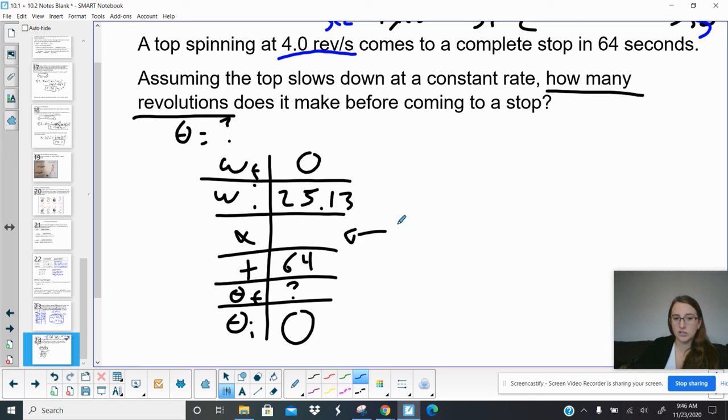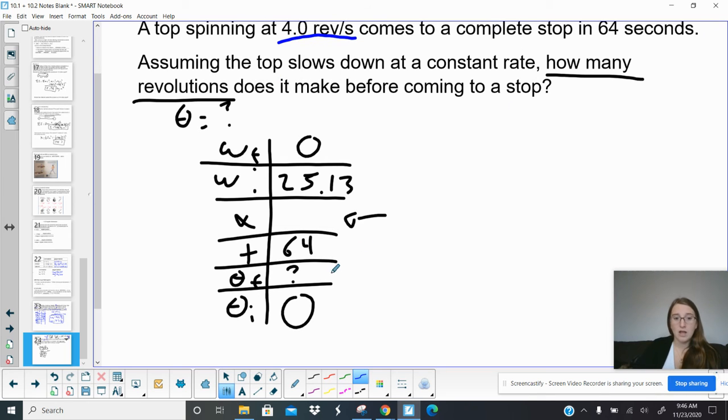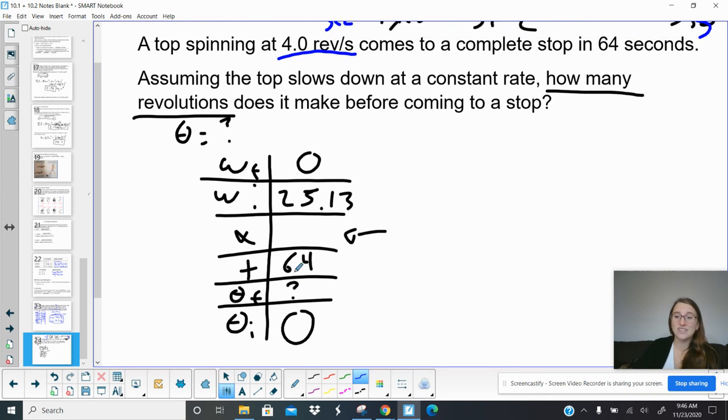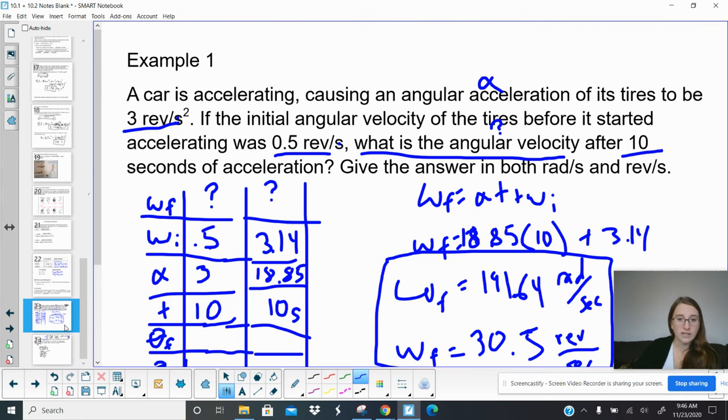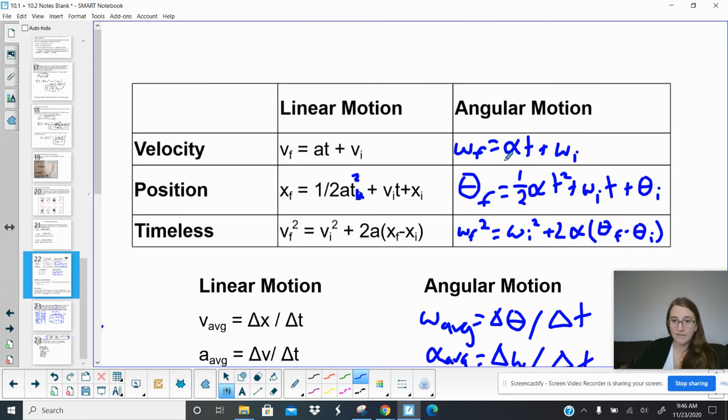Now here's the thing again, as you're looking at this question. We don't know the acceleration, or in this case, it's going to be negative acceleration. We do know it exists because the top slows down at a constant rate. Even though theta final is my end goal, if we notice in all of our formulas, I have acceleration, acceleration, acceleration. I can't use any of these formulas without knowing the acceleration. So what we can do is use one of these formulas to solve for acceleration, and then we can go back and find what we're actually trying to find.